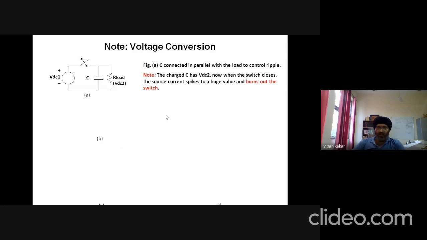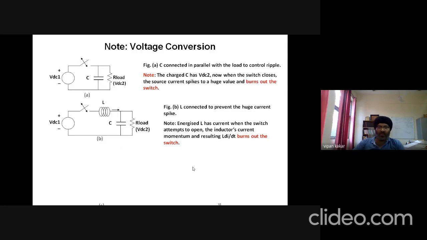So what is the remedy? That is the first remedy. We can insert one inductor in between. Now this inductor will oppose the flow of the current, because when the switch turns on, means it closes, this voltage is applied instantaneously, so the current starts to flow instantaneously. But this inductor will oppose the flow of current.